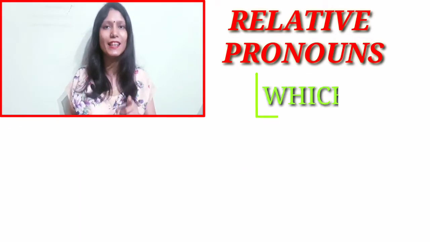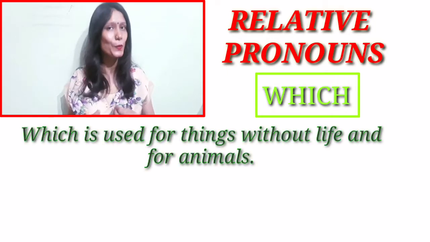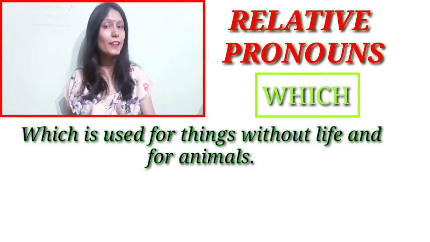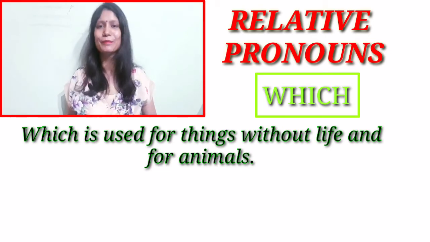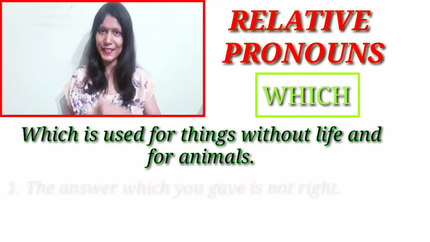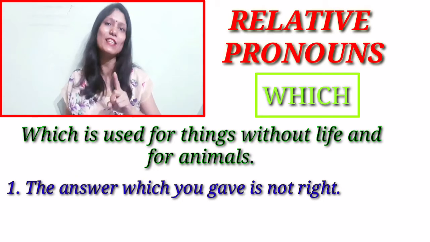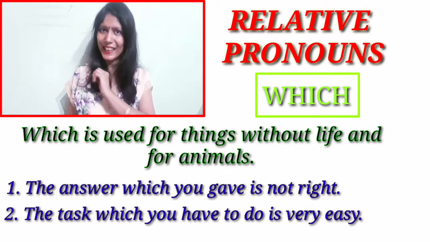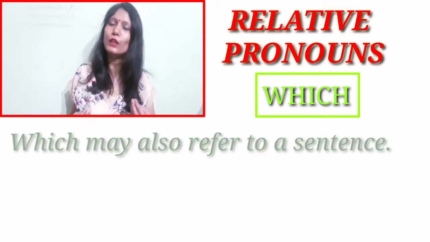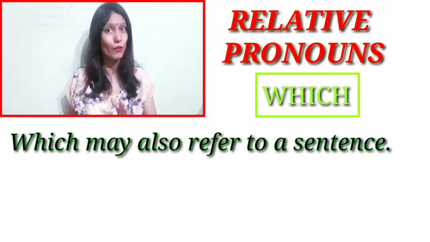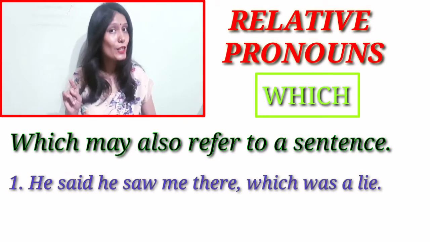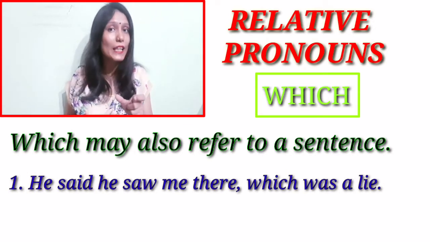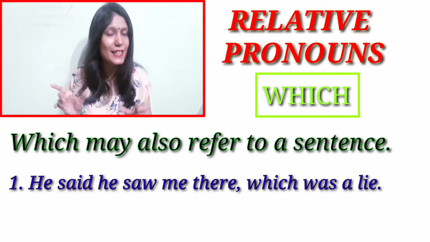Now the next one is which, used for things without life and animals. And in Hindi, which means jo. Now let's see the sentences. The answer which you gave is not right. The task which you have to do is very easy. Which may also refer to a sentence. For example, he said he saw me there, which was a lie. Here, which has been used for the sentence.